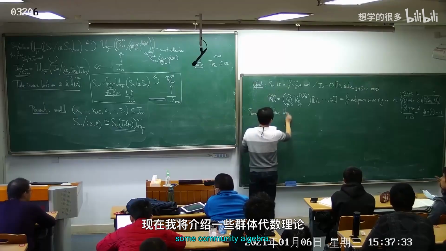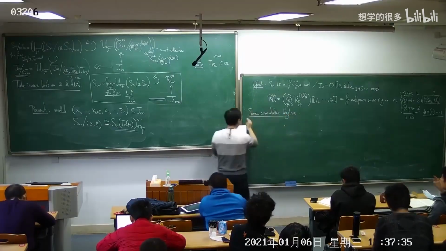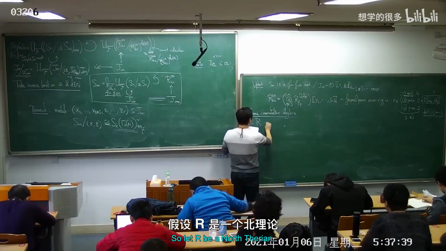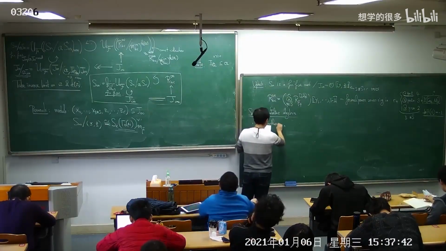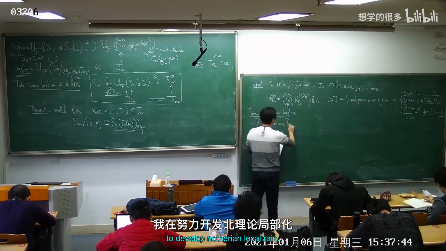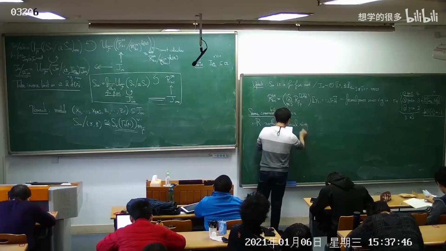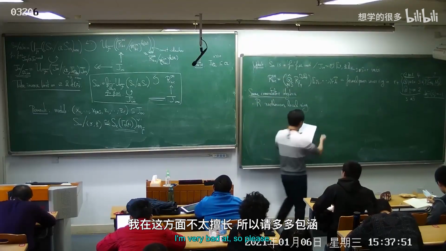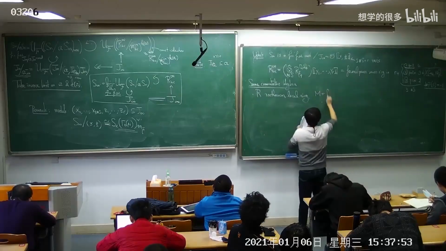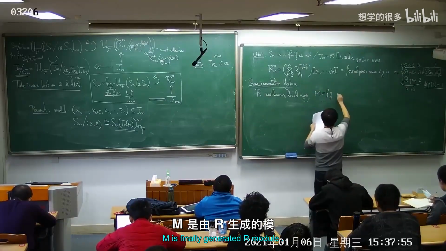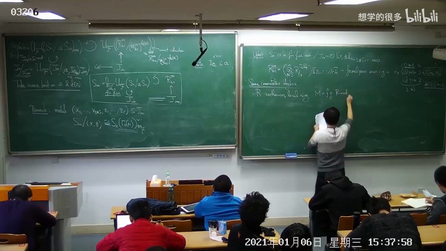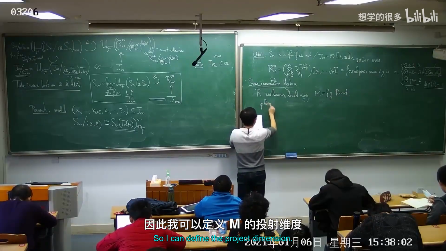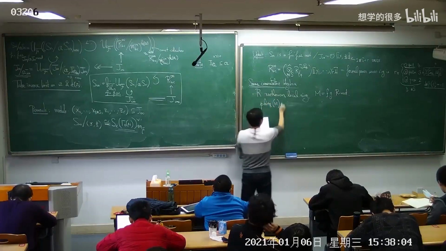Now I'm going to introduce some commutative algebra. Okay. So let R be a commutative Noetherian local ring. Again, this is commutative algebra I'm very bad at, so please. So M is a finitely generated R module. So I can define the projective dimension of this M.